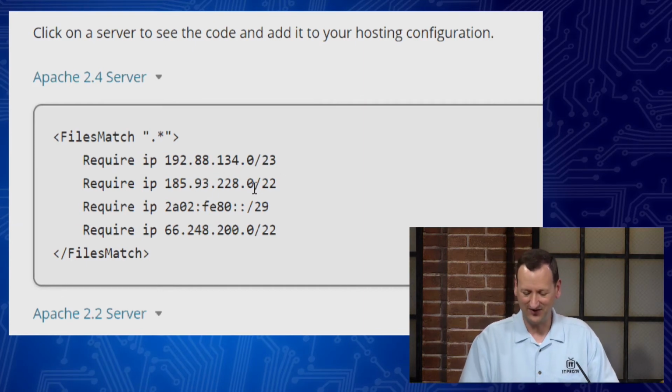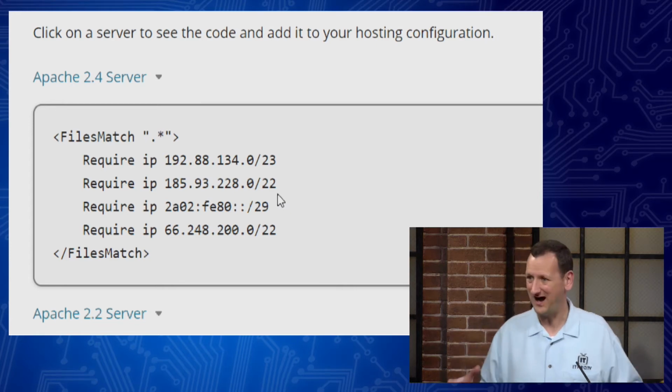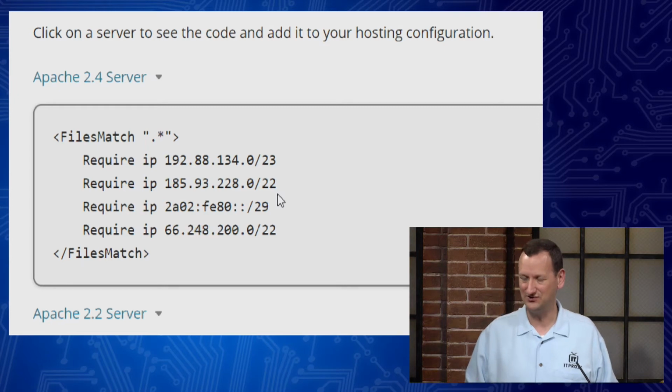192.88.134.0/23, 185.93.228.0/22. These are big networks, right? A /24 is 254 usable IPs. Well, here's a /23. So that's almost 500 IPs. Oh, that's bad math. It's more than 500 IPs, right? You've got a /22. That's more than 1,000 IPs. These are the big blocks that these firewall providers use.